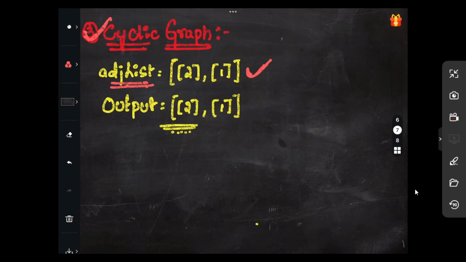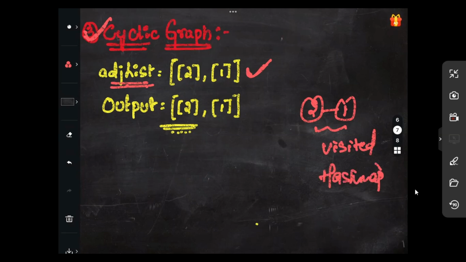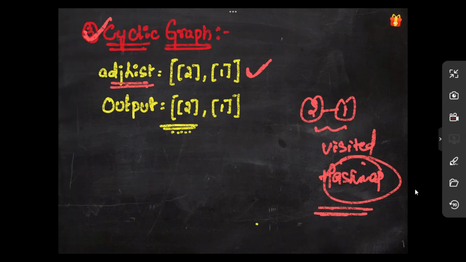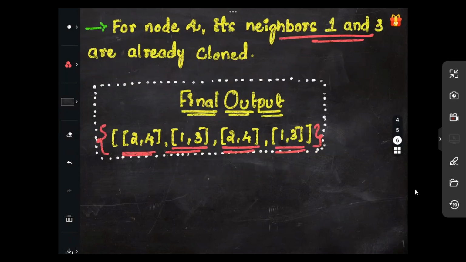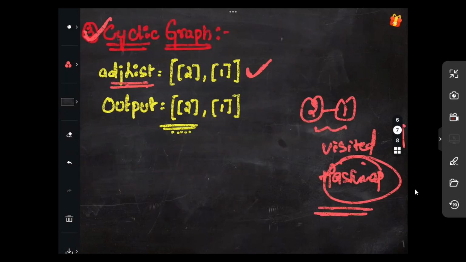1 is connected to 2, 2 is connected to 1. Both nodes are cloned without infinite loop using the visited map. That is the reason we are making use of the hash map. You will come to know better when we write the code. As I said, we'll be making use of DFS with hash map, right?